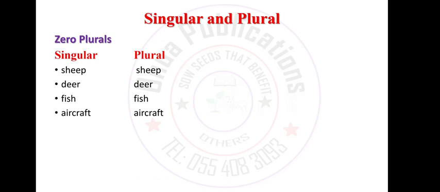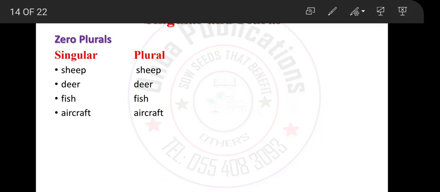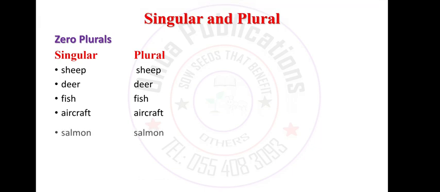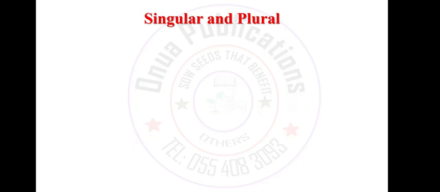Please get it here very well. You have two fish in the bucket means they are of the same kind. But the moment you say two fishes, whoever understands English properly knows that they are of different kind. Two fishes, different kinds of fish. But two fish means fish of the same kind. So aircraft. Salmon. Mackerel. They are all zero plurals.